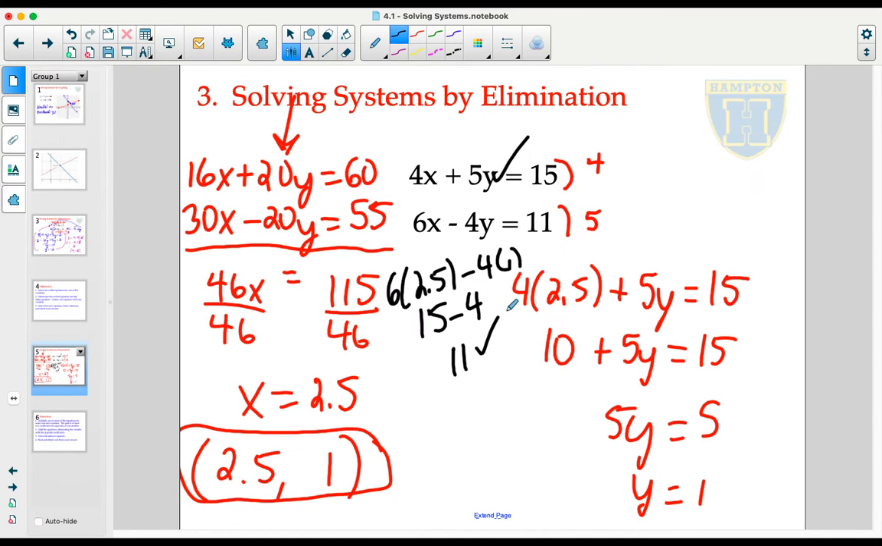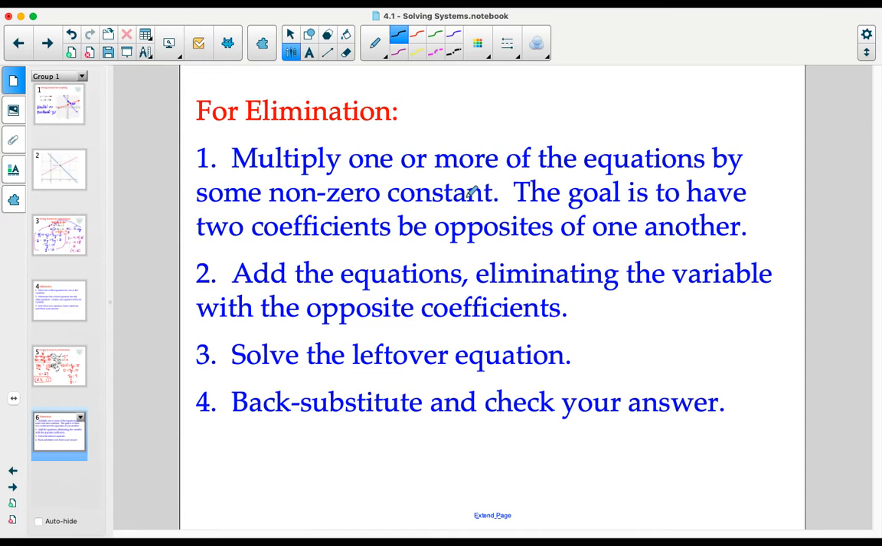I wouldn't want the coefficient of this x to end up as the opposite of the coefficient of that y, like it is in that example. That didn't help me. That wasn't going to eliminate any of the variables. So I need those coefficients that are opposites to be attached to the same variable. We add the equations, eliminating the variable with the opposite coefficients. We solve the leftover equation, which, if done correctly, should end up being a one-step equation. If you start in standard form and you eliminate one of the variables, you should be left with a simple one-step equation, and then you back substitute and check your answer, just like we did for substitution.